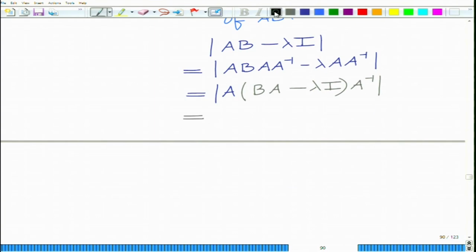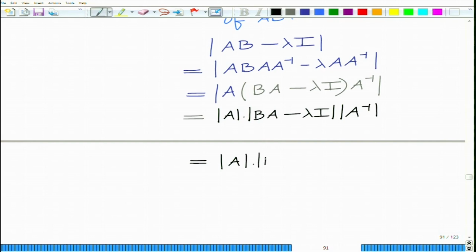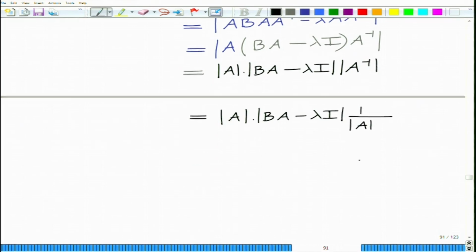This is the determinant of A times BA minus lambda I times A inverse. The determinant of a matrix product is the product of the determinants, that is determinant of A times determinant of BA minus lambda I times determinant of A inverse. Determinant of A inverse is basically 1 over the determinant of A, because A times A inverse is identity. So, this is determinant of BA minus lambda I into 1 over the determinant of A. Determinant of A times 1 over determinant of A, these cancel. So, this becomes the determinant of BA minus lambda I.